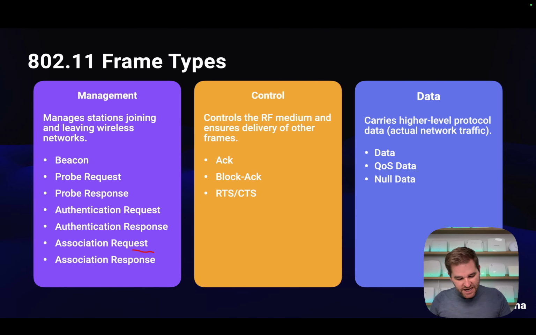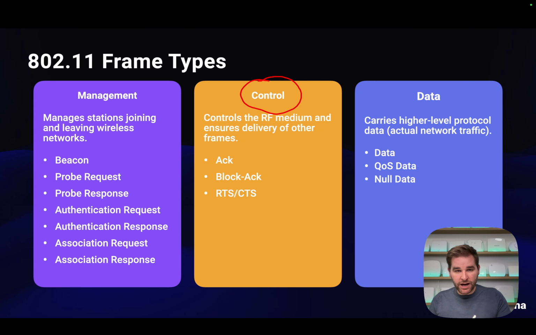Then we have an association request and an association response. This is where a client might say, hey, here are my capabilities. Can I associate to you? And then the access point will reply with an association response saying either a yes or a no, whether the device is allowed to connect to it, associate to it, or not. So management frames help stations join and leave wireless networks.